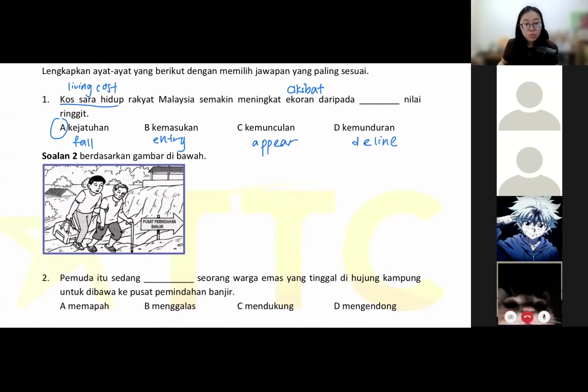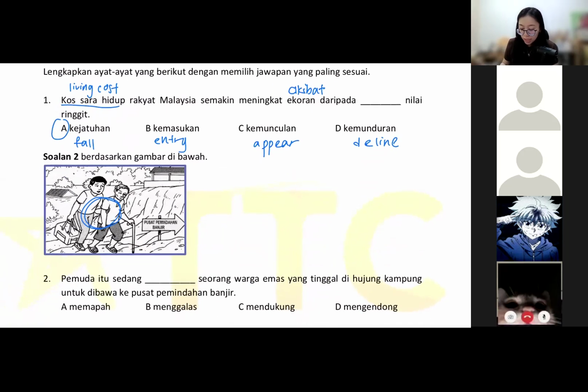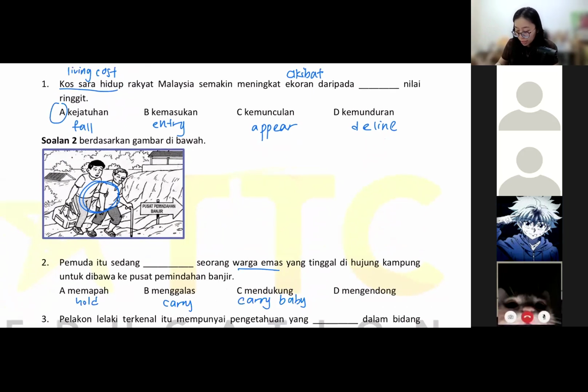Okay, now number 2, what actually this person is doing? Okay, now pemuda itu, which is the young man, sedang apa seorang warga emas, which is orang tua, old man, yang tinggal di hujung kampung untuk dibawa ke pusat pemindahan banjir. Now, memapah means hold. Mengalas is like carry using a bag here. Okay, mendukung is like carry a baby. See, before people carry baby. And then menggendong is also carry baby, but then they use a cloth, like the waist belt to carry baby.